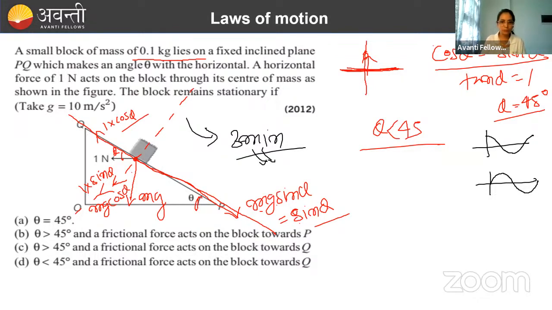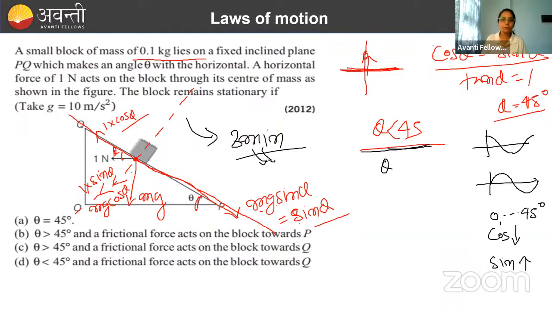Initially, as theta will increase from 0 to 45 degrees, cos will decrease. And what will happen with sine? Sine will increase. Done. So for theta less than 45 degrees, will cos be greater or will sine be greater? Which one will be greater?